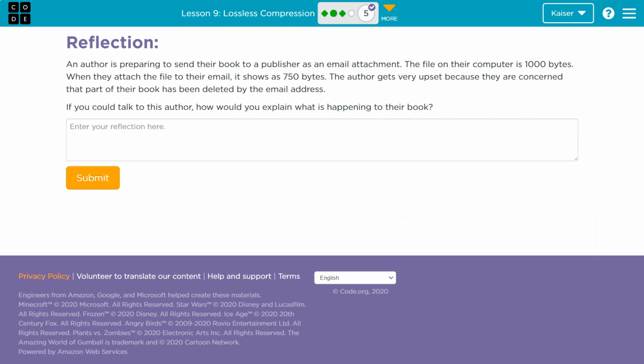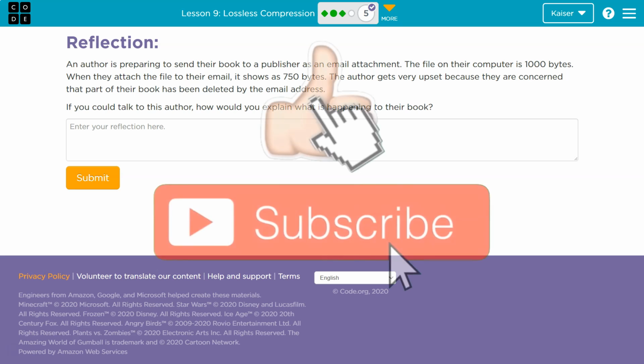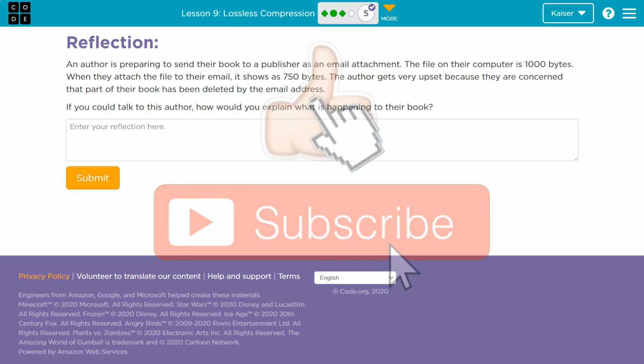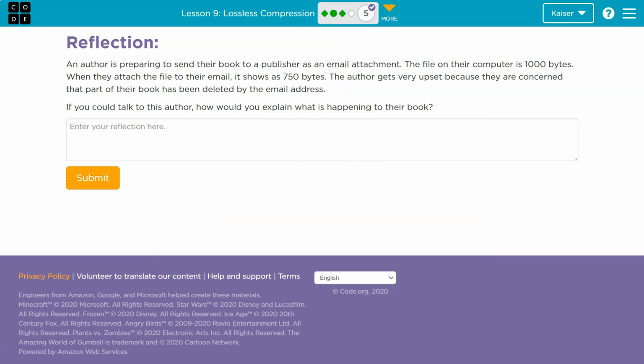Reflect. An author is preparing to send their book to a publisher as an email attachment. The file on their computer is 1,000 bytes. It's kind of a small book, but okay. When they attach the file to the email, it shows as 750 bytes. The author gets very upset because they're concerned that part of their book has been deleted by the email address. Okay. If you could talk to this author, how would you explain what is happening to their book?